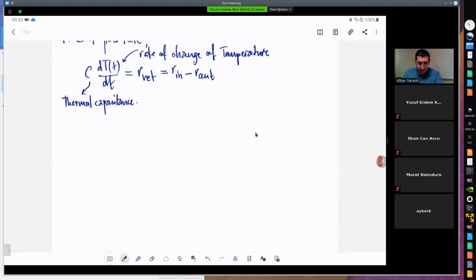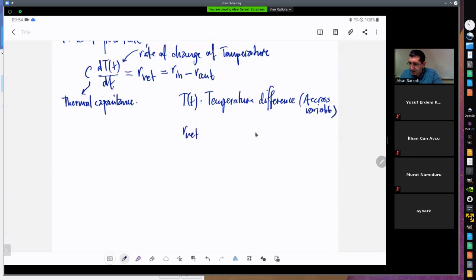So dT over dt is the rate of change of the temperature. Let me write this again. T here is the temperature difference. So this is our across variable. And we also have R net being the heat flow. This is the through variable.